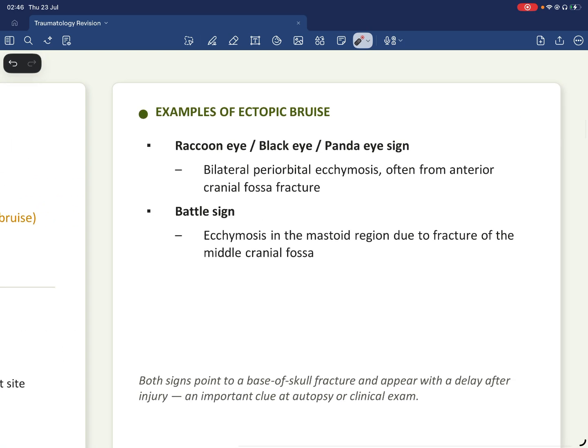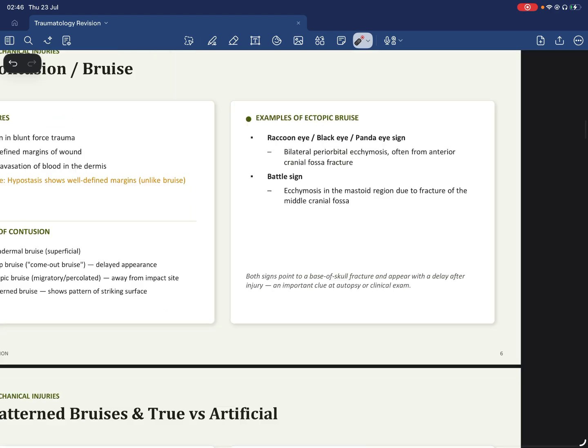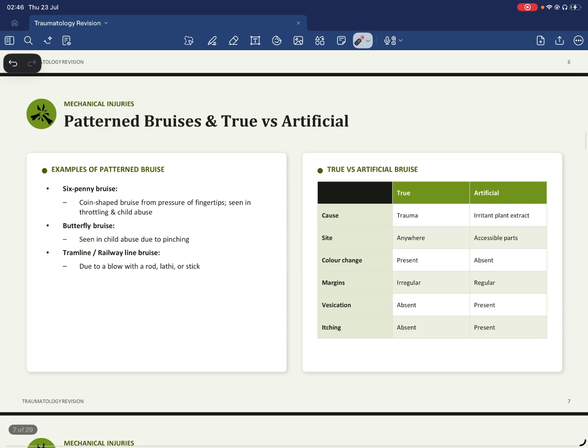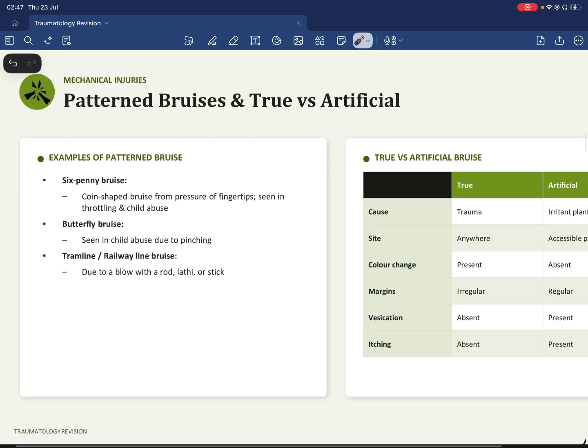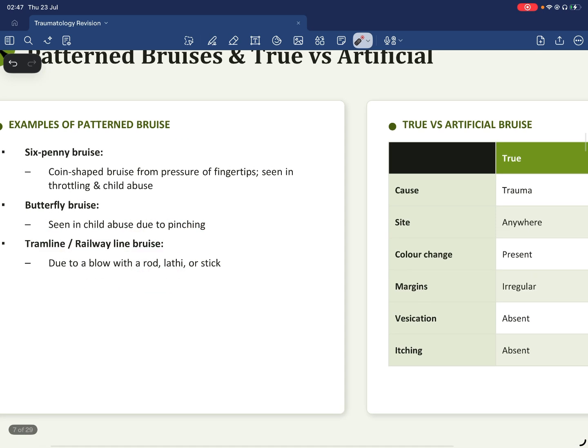We have examples of ectopic bruise: raccoon eye, or black eye, seen in head injuries, and battle sign seen in middle cranial fossa injuries. Next, we have pattern bruises and true versus artificial bruise. Examples of pattern bruise are sixpenny bruise seen in throttling, butterfly bruise seen in child abuse caused due to pinching of skin, and tramline or railway track appearance due to a blow with a rod, lathi, or stick.